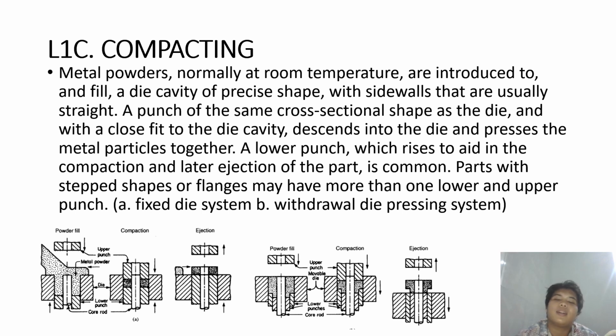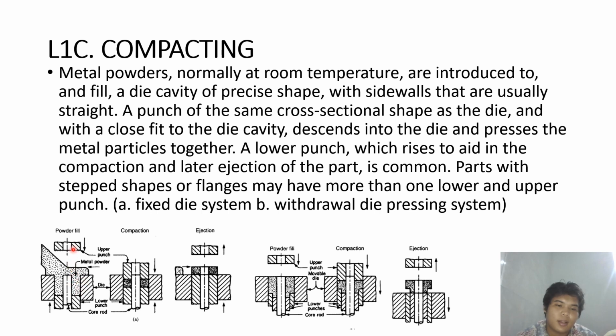A lower punch which rises to aid in the compaction and later ejection of the part is common. Parts with stepped shapes or flanges may have more than one lower and upper punch. So this is the fixed die system. The powder is going to be poured into the cavity.